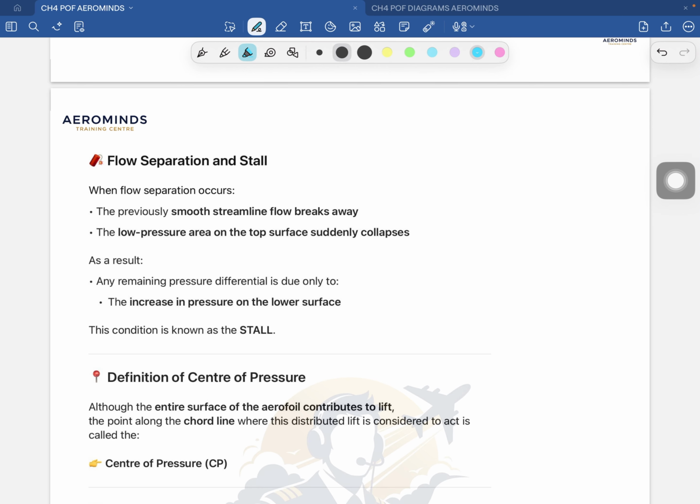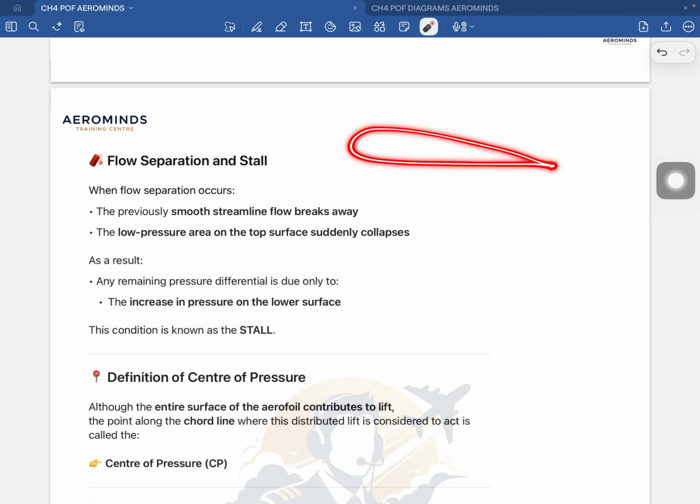When flow separation occurs, the previously smooth streamlined flow breaks away from the surface. Instead of the air nicely hugging the top of the wing, you now get a big region of disturbed, swirling, turbulent flow, like this. This separated flow cannot produce the same low pressure that smooth fast flow could produce.